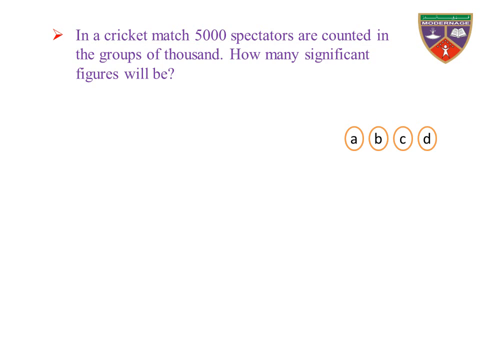In a cricket match, 5,000 spectators are counted in the groups of 1,000. How many significant figures will be? Options: A 1, B 2, C 3, D 4. The key is 1. The correct option is A.